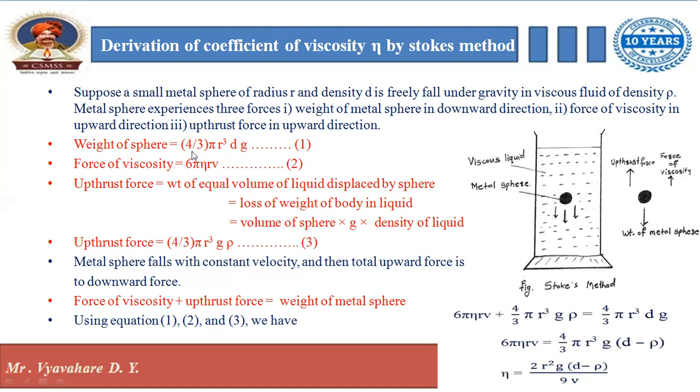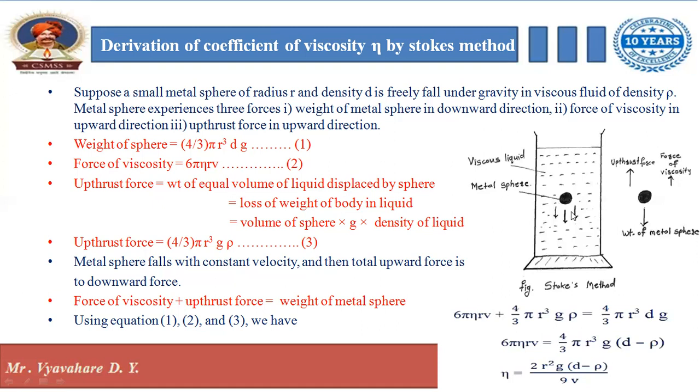Weight of sphere is 4 by 3 pi r cube d into g. Force of viscosity is 6 pi eta r into v. Upthrust force is equal to the weight of an equal volume of liquid displaced by the sphere. The weight of the liquid displaced by the sphere is the upthrust force, with the help of Archimedes' principle.